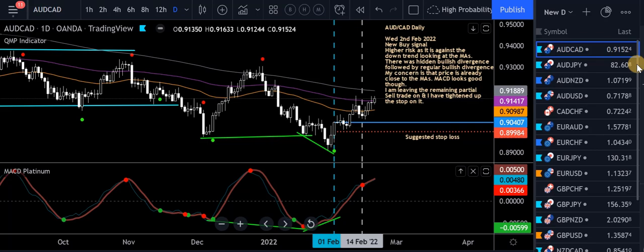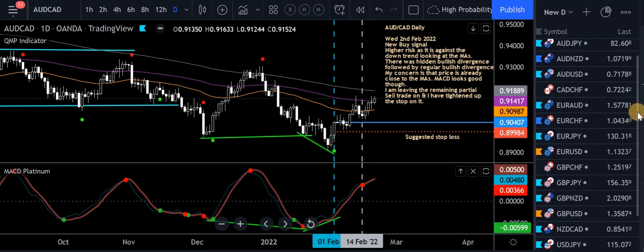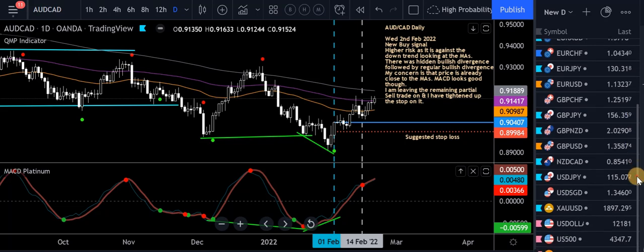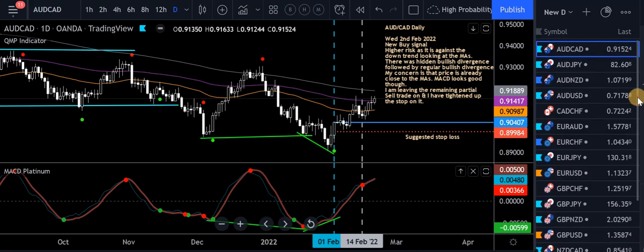So this is my watch list on the right. These are all the pairs I'm trading. It's not the full 28 pairs. It's just a condensed version. I think it's about 17 pairs and a couple of other ones down the bottom just out of curiosity.